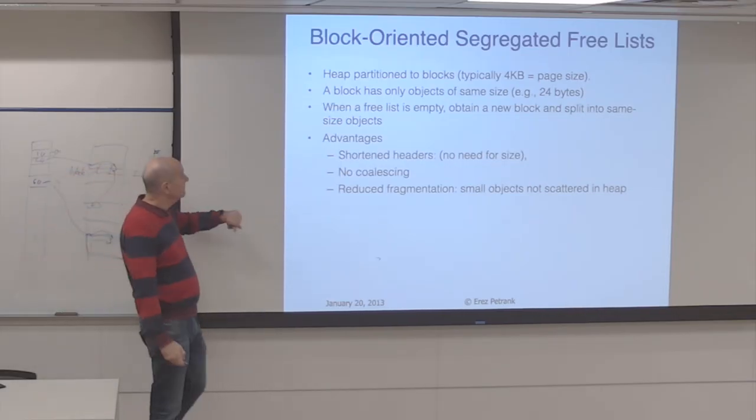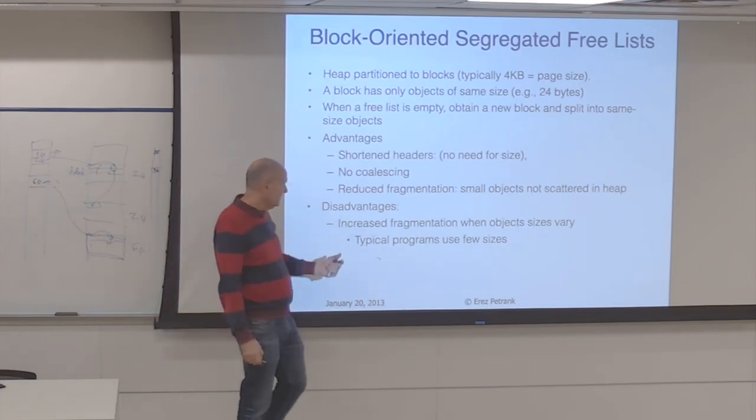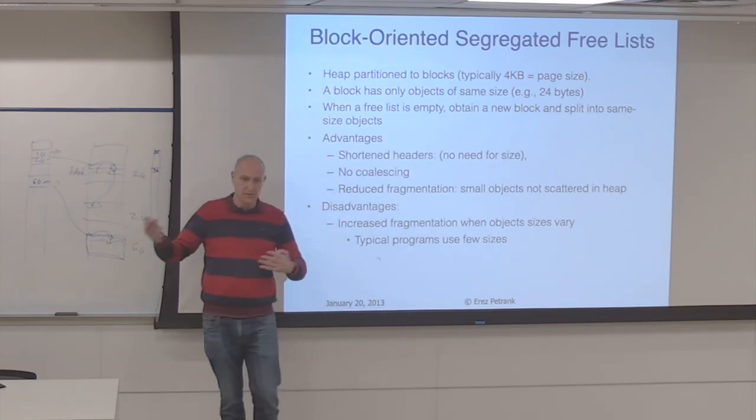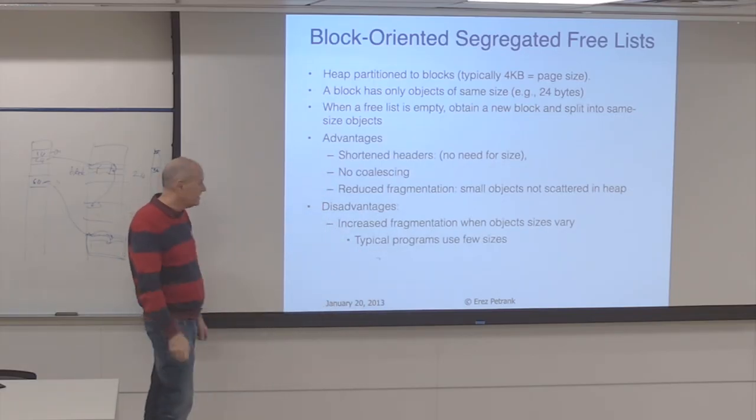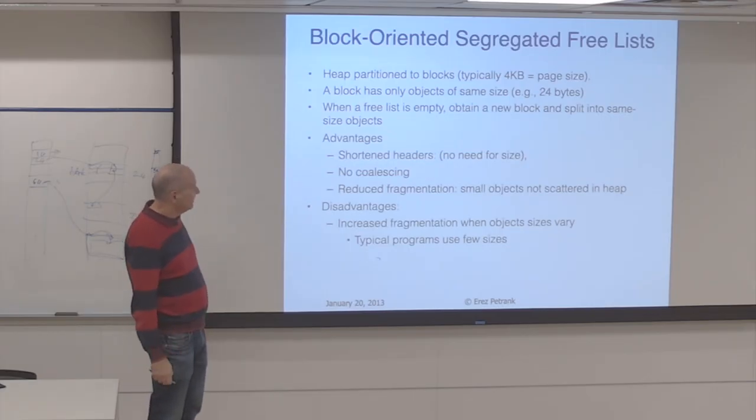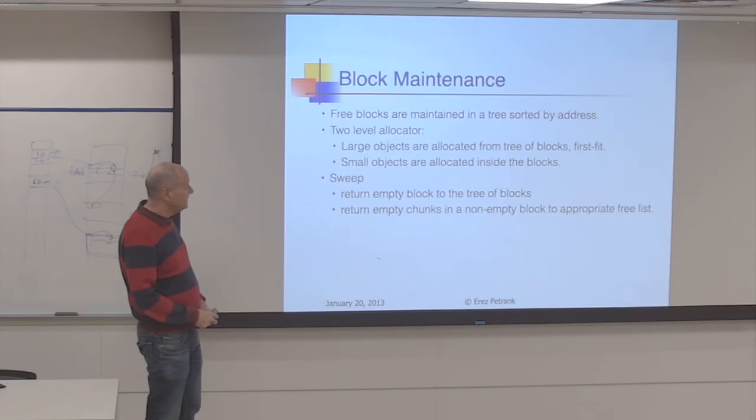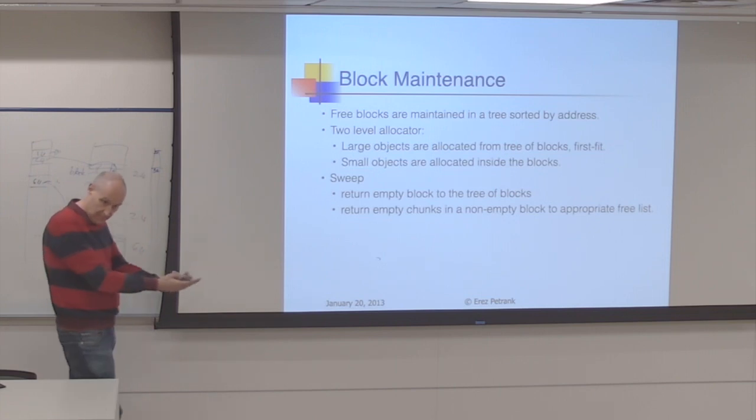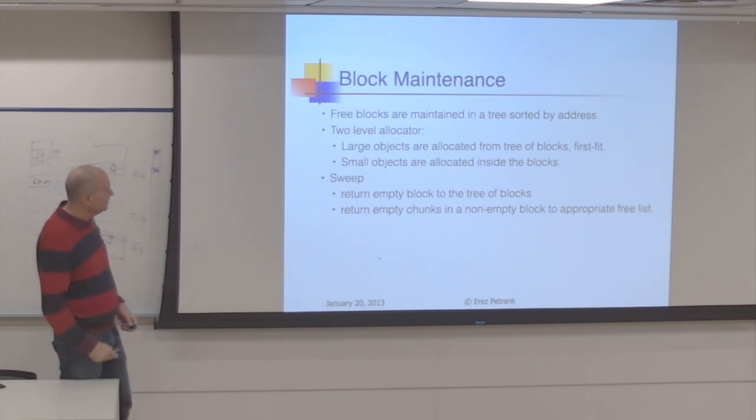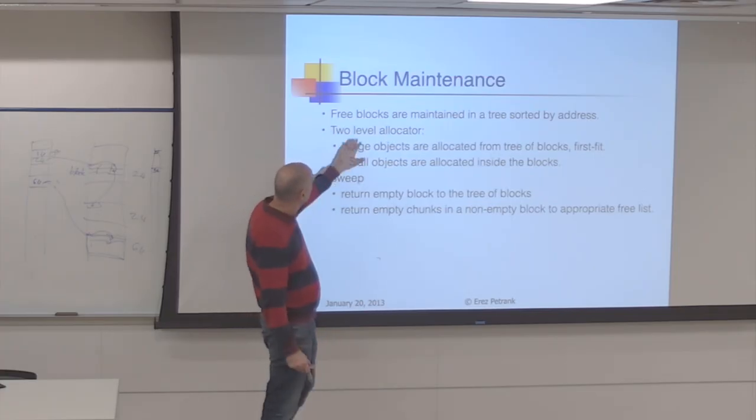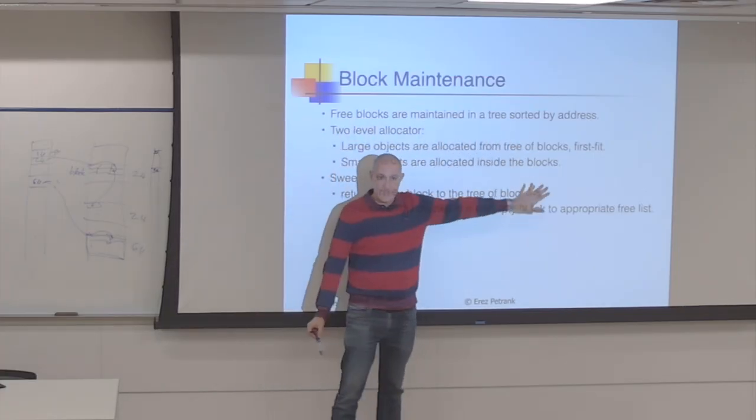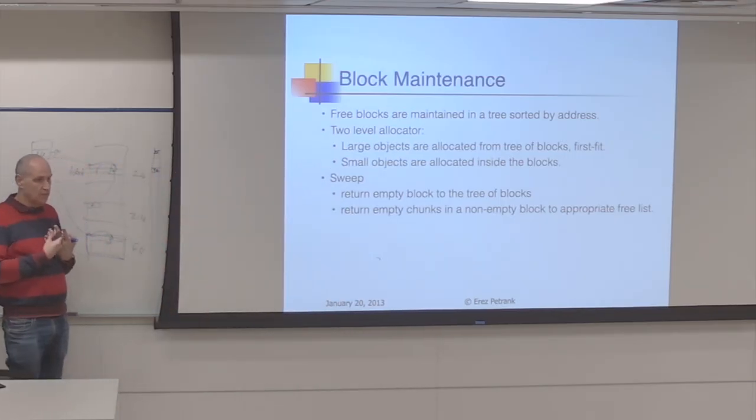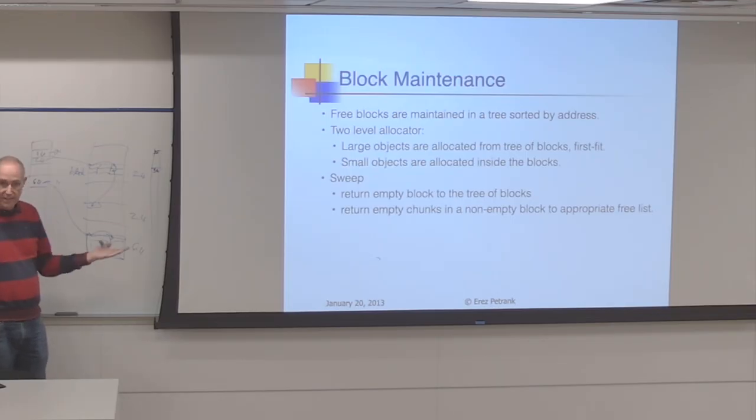Okay, so this is the block-oriented segregated free list. The disadvantage is that you have increased fragmentation if sizes vary a lot, if you don't stick to specific sizes in your program. Okay, so block maintenance. Now I have free blocks and I want to get blocks and I want to give the allocators free blocks. And so there are 2 levels for the allocator. So free blocks are maintained in a tree sorted by the address. So if I'm looking for a block, I usually will go for the first one by the address in the tree.